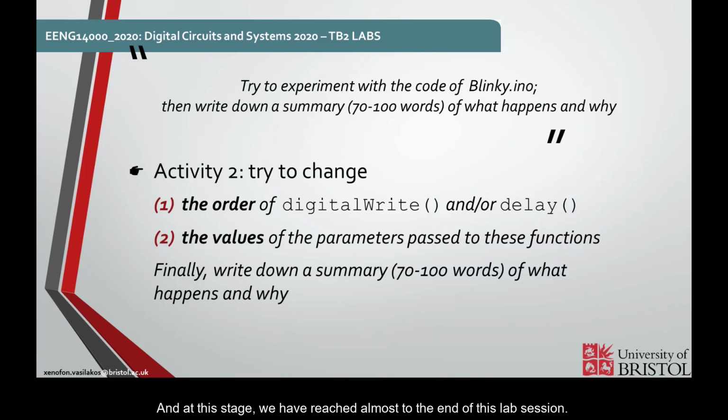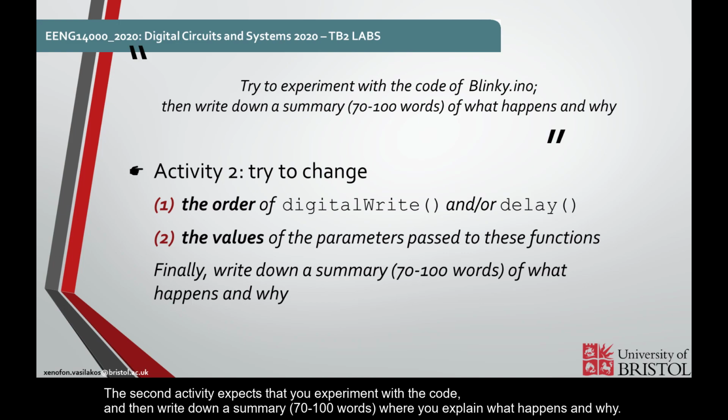And at this stage, we have reached almost the end of this lab session. It is time for sharing with you your second activity. The second activity expects that you experiment with the code and then write down a summary, 70 to 100 words, where you explain what happens and why.